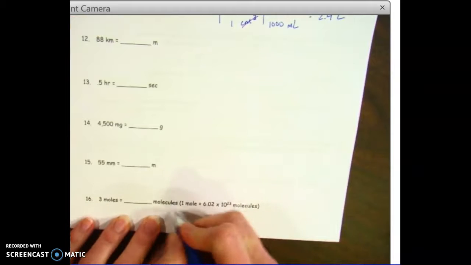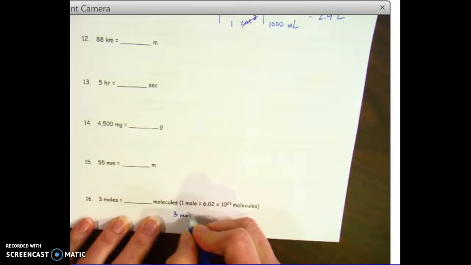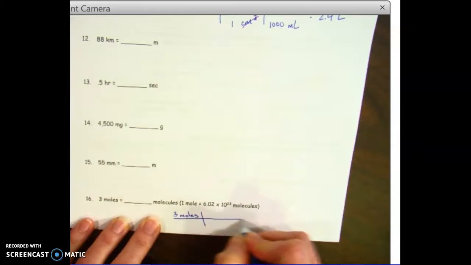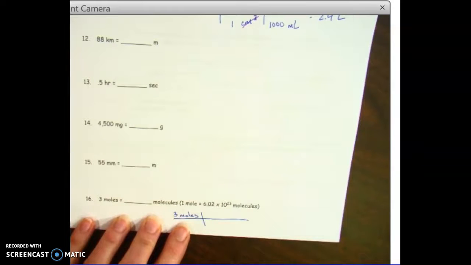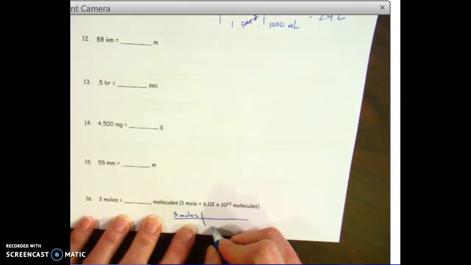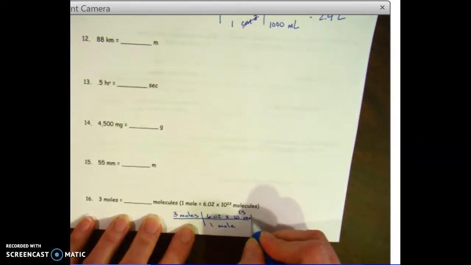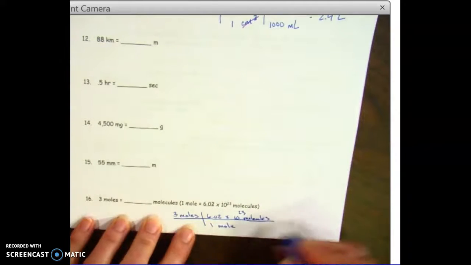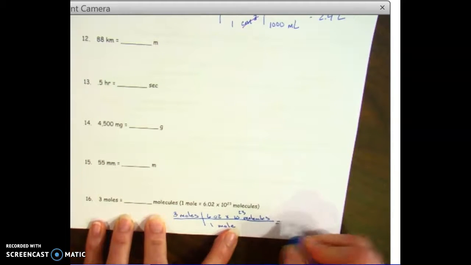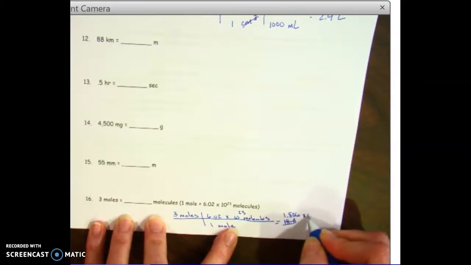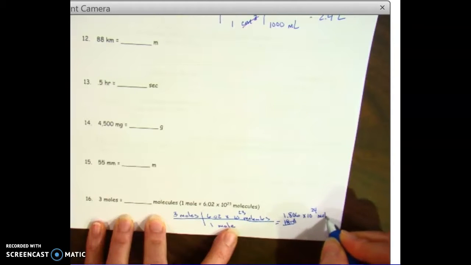As far as this one on the bottom, let's look at this mole question. You have 3 moles is what you're starting with. The conversion, it gives you the conversion. It is 1 mole is 6.02 times 10 to the 23rd molecules. So you simply multiply 3 times 6.02 times 10 to the 23rd, and you get, excuse me, not 18. You get 1.806 times 10 to the 24th molecules.